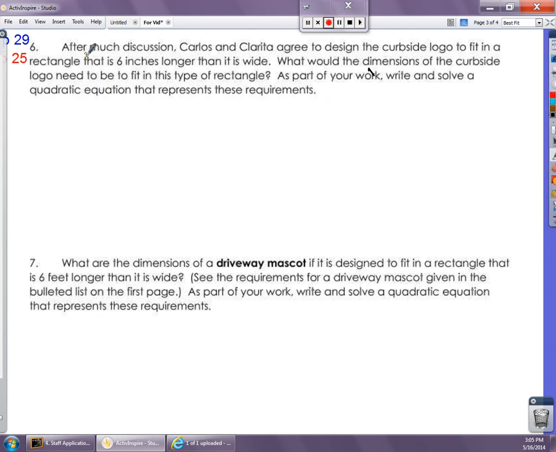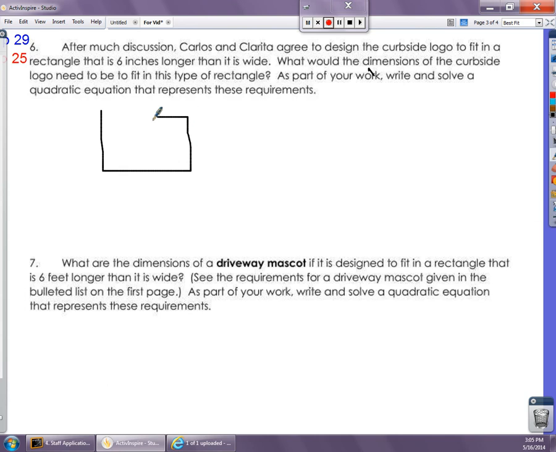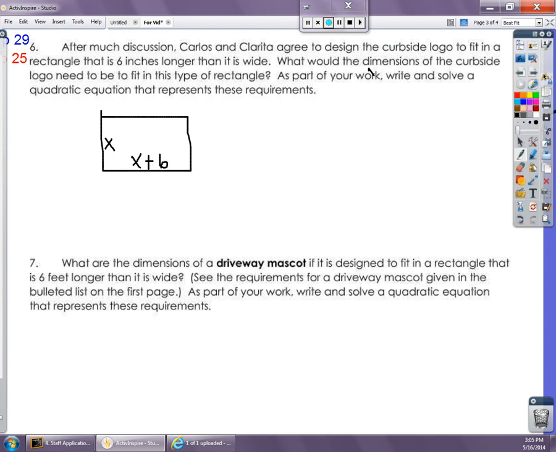After much discussion, Carlos and Clarita agreed to design a curved house logo to fit in a rectangle that's 6 inches longer than it is wide. We talked about in class that if something is 6 inches longer than it is wide, you can say that one of the dimensions is x and the other is x plus 6, because it's 6 inches longer.